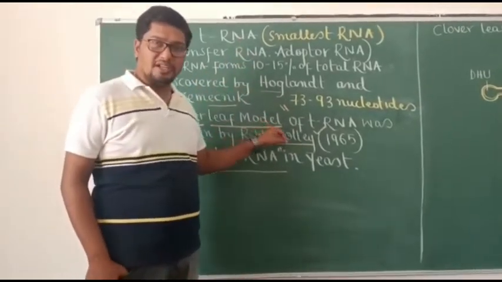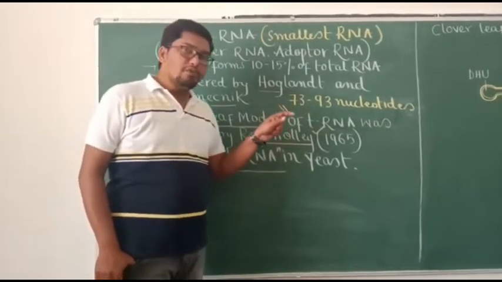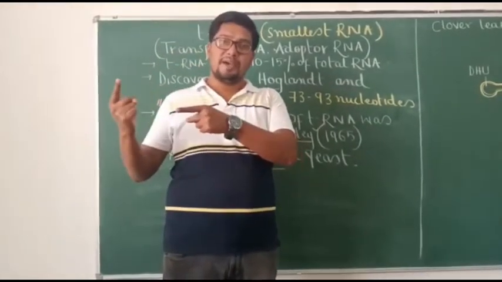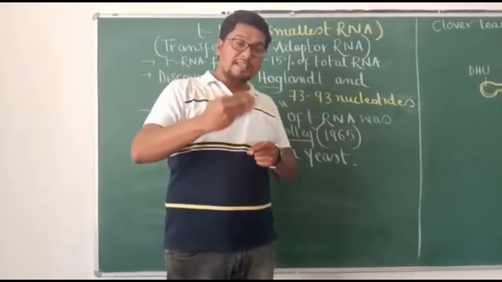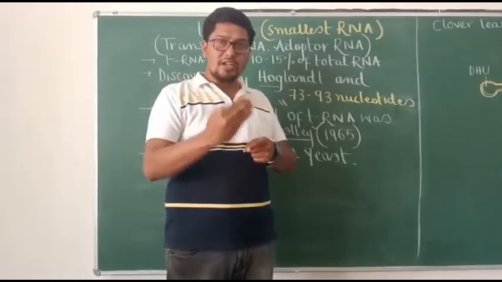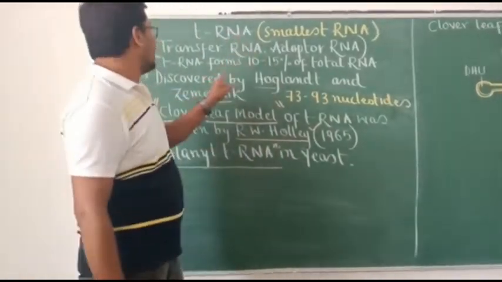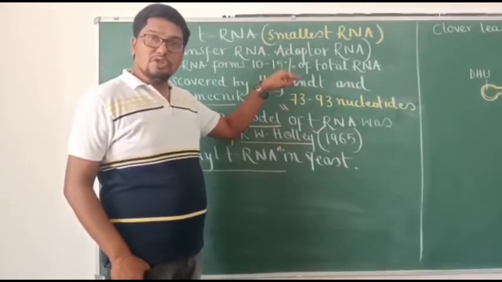So let me repeat. What is tRNA? T stands for transfer RNA. Why do we call it transfer RNA? It is the RNA which transfers the amino acids present somewhere in the cytoplasm towards what? The site of protein synthesis. What is that site? Ribosomes. What are other names for tRNA? It is called adapter RNA. It is also called soluble RNA.